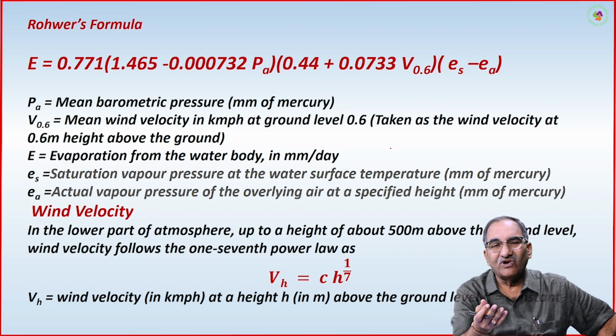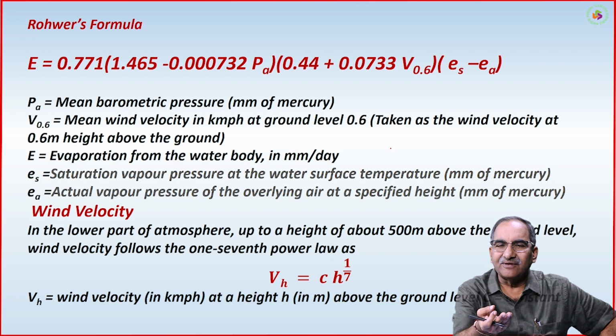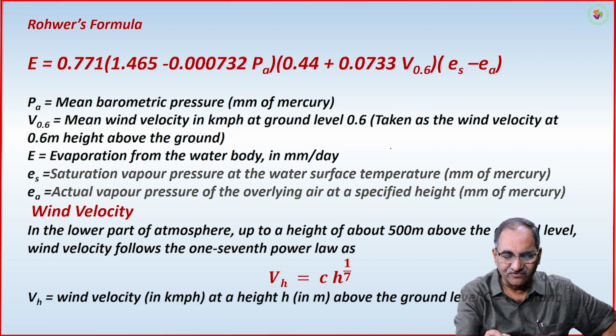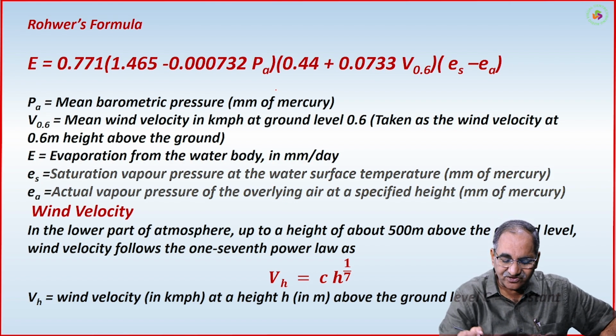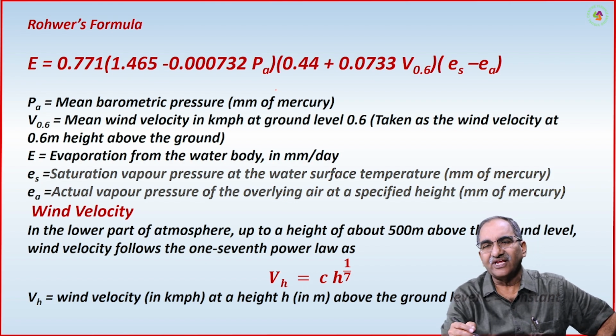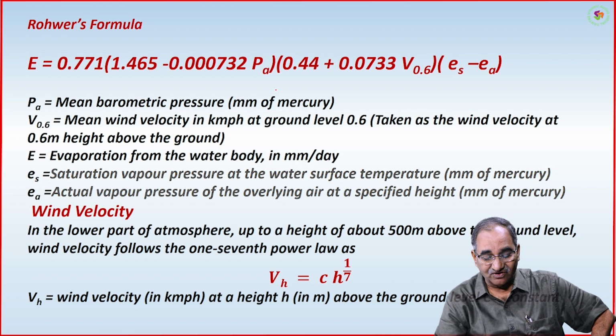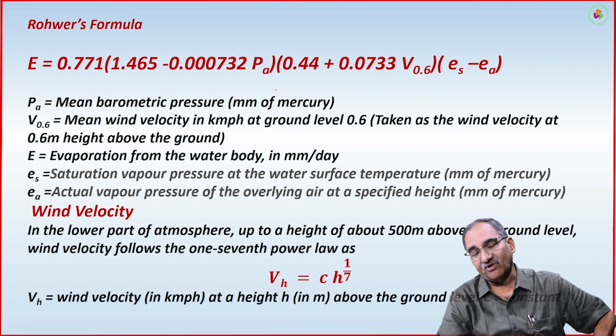What is PA? It is the mean average barometric pressure. That is what we call PA. And EA I already explained. And naturally, how do we get the wind velocity at any height? Wind velocity is equal to C into H to the power of 1 by 7.